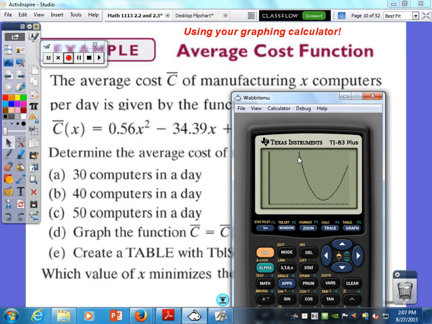So if you're thinking about cost, do you see how it comes down and reaches a minimum value right here? This is a minimum of my function. We were graphing a quadratic. So we want to lower our cost, right? So we're going to want to see which X value minimizes our cost.